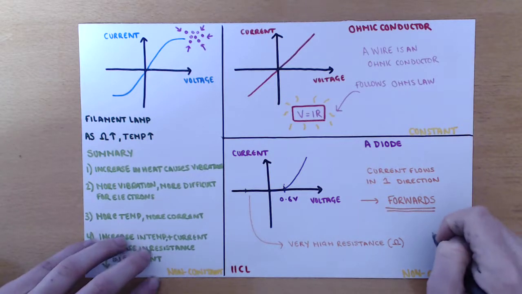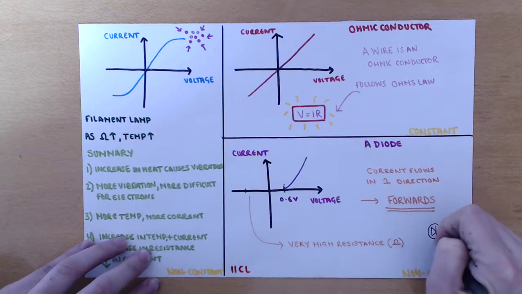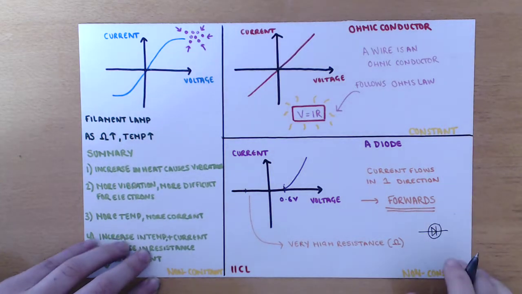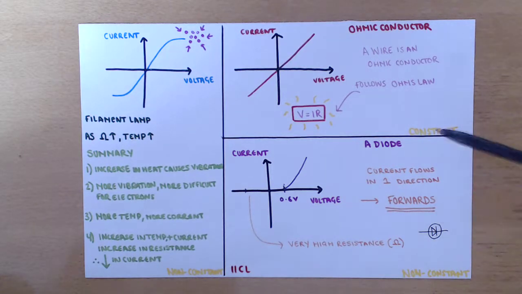Now remember the symbol for a diode. It is a start-stop sign with a circle around it and then a line through it. So remember, that is important to note here. And again, the fact that resistance is not constant.